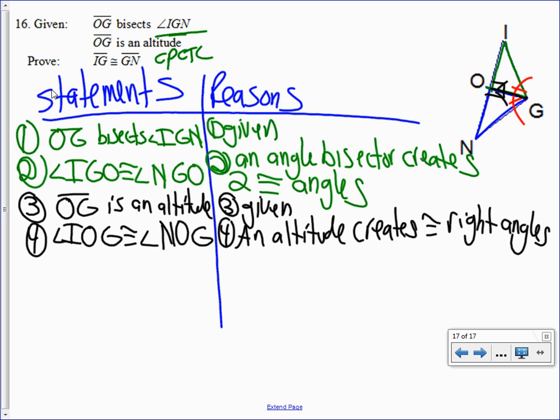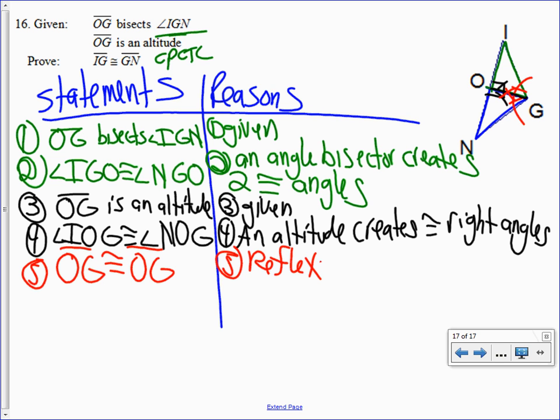What's next? No more givens. When I run out of givens, I use my additional tools. My 2 main ones are reflexive property and vertical angle. There's my reflexive property. OG is congruent to OG. Reflexive property.